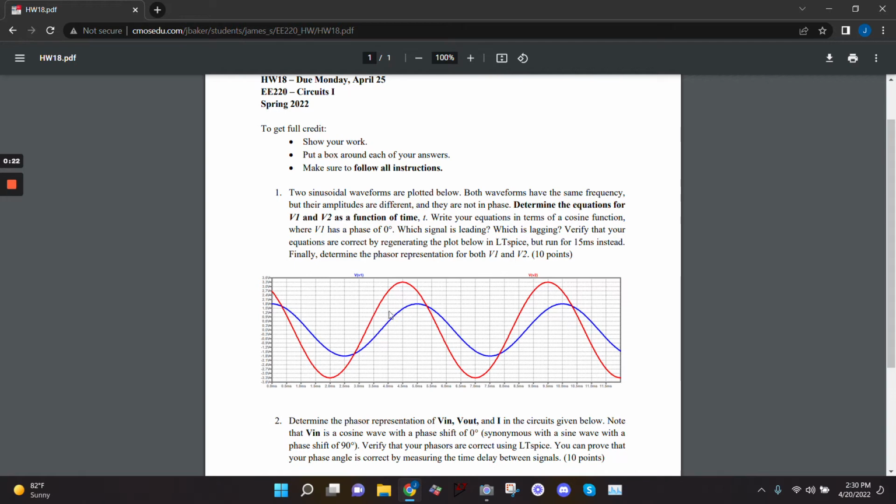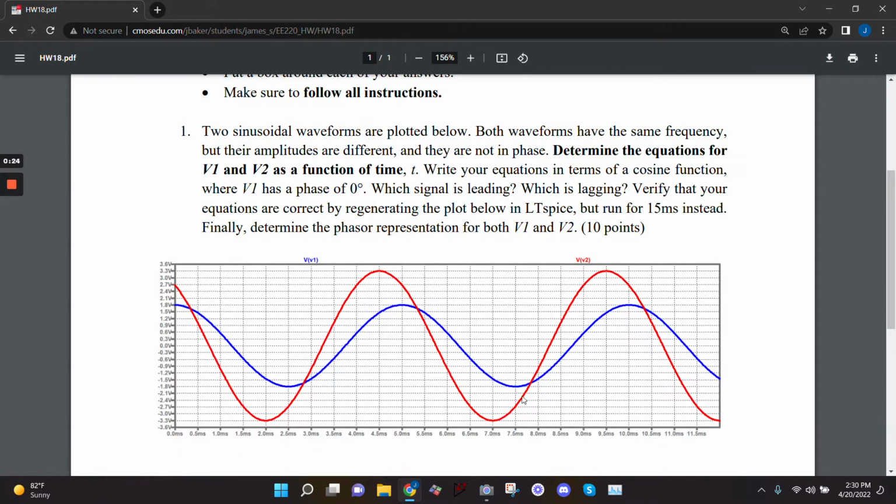Okay. So this first one I think you could do right now, but I think it will take you some time. I said two sinusoidal waveforms are plotted below. Both waveforms have the same frequency, but their amplitudes are different and they're not in phase. Is that obvious to everyone? It's obvious they're not in phase, and their amplitudes are different. I'm just asking if that's obvious.